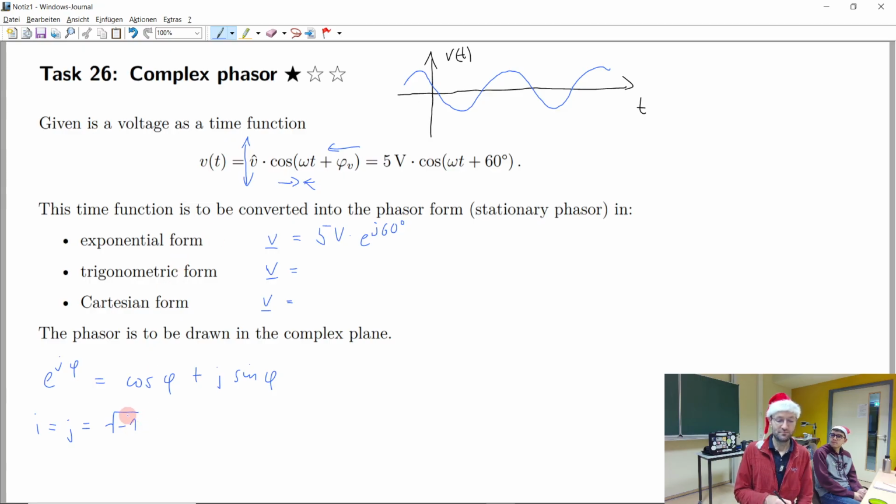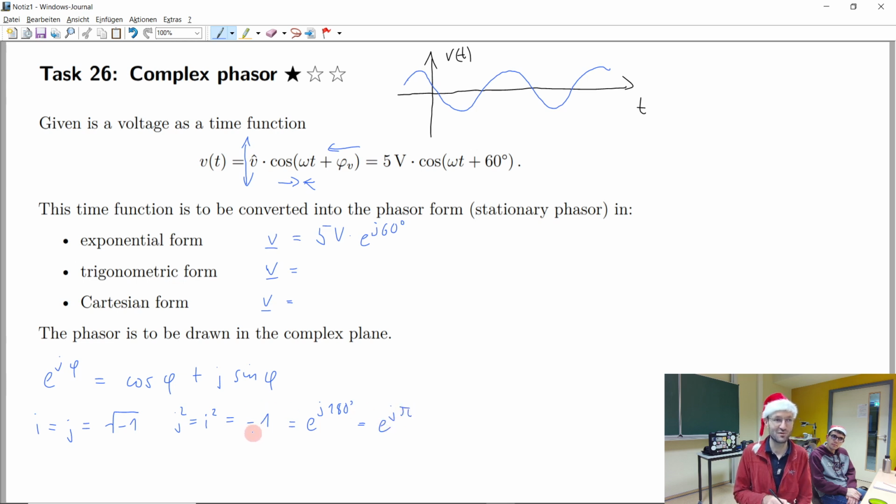Okay, and so we could manipulate this equation and say j squared is -1, and the -1 could also be written as e to j 180 degrees, and if you convert the 180 degrees into radians, then it's pi. So e to j pi equals -1.